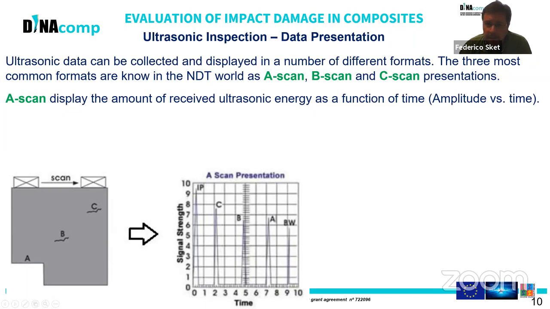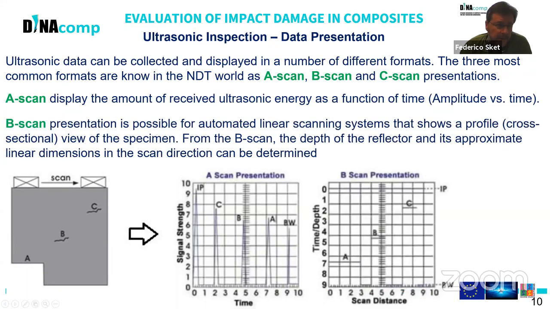The B-scan presentation is possible for an automated linear scanning system, a scanning system that moves from this position to this position, for example. It shows the profile of the specimen by plotting the different A-scan signals in a different type of graph, like time or depth versus scan distance. And this plot will correspond to this cross-section of the specimen.